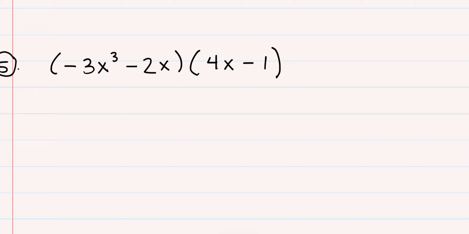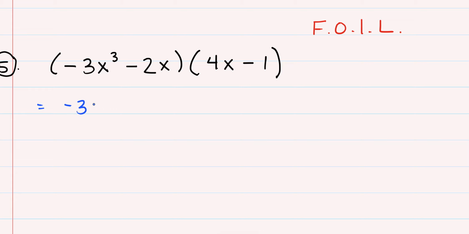You have a couple of options here. I'm going to go with the standard foiling. But what you could do is, you notice that you have an x with both of these. You could factor out an x. If you know how to do that, you could factor out the x and then multiply them by foiling and then multiply the x in. But I'm just going to do the standard foiling technique.